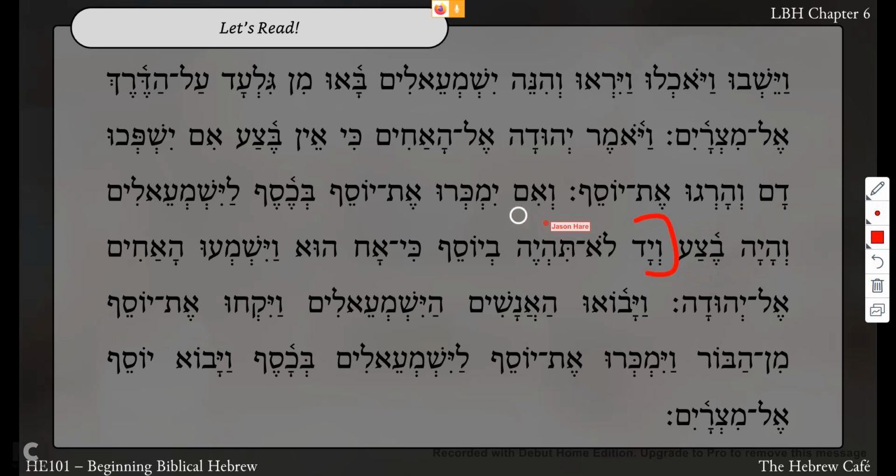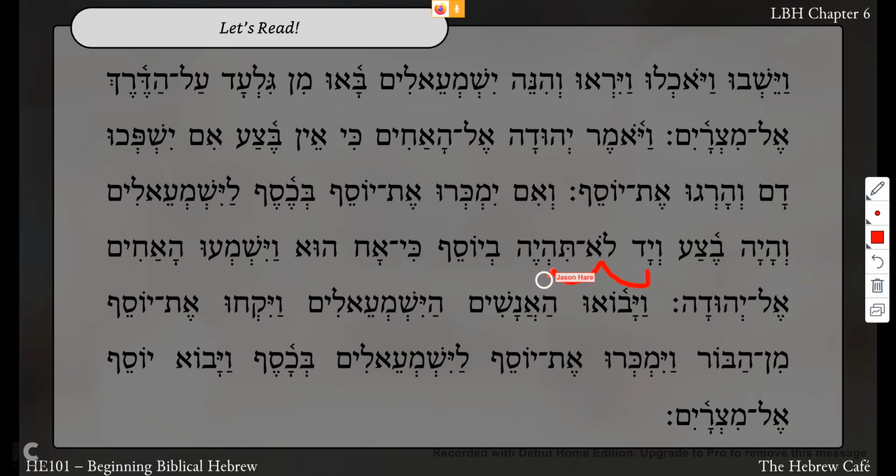V'yad lo tiyeh v'Yosef. A hand, yad, lo, this is not. A hand, not will be. V'yad lo tiyeh. This is the feminine for the future. It will be. You should only recognize at this point the root haya, be. Okay? Haya. B.